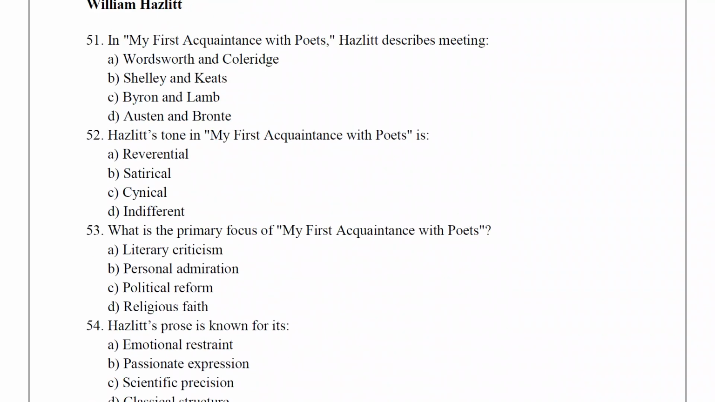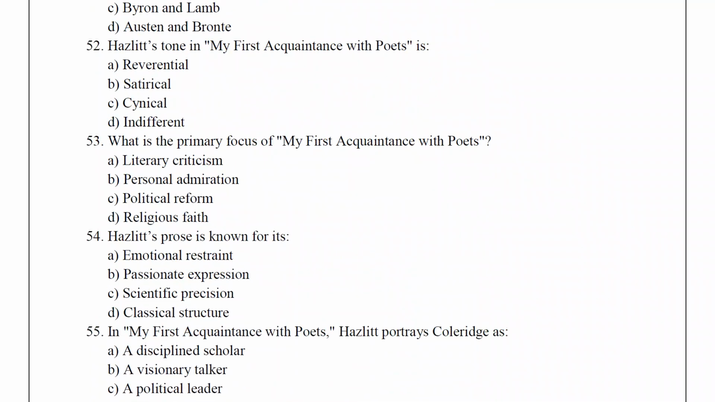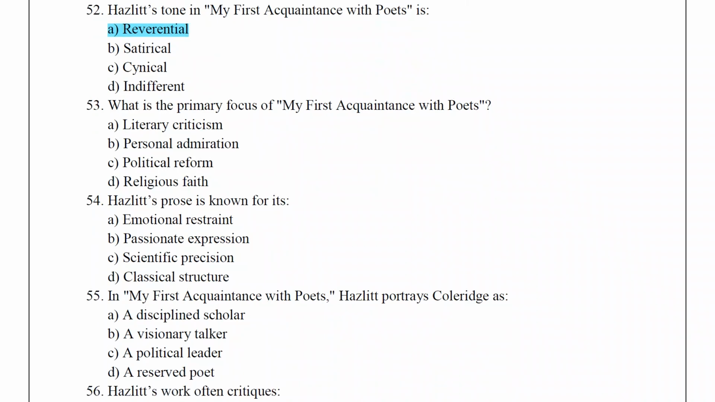In My First Acquaintance with Poets, Hazlitt describes meeting Wordsworth and Coleridge. Hazlitt's tone in My First Acquaintance with Poets is reverential. What is the primary focus of My First Acquaintance with Poets? Personal admiration.